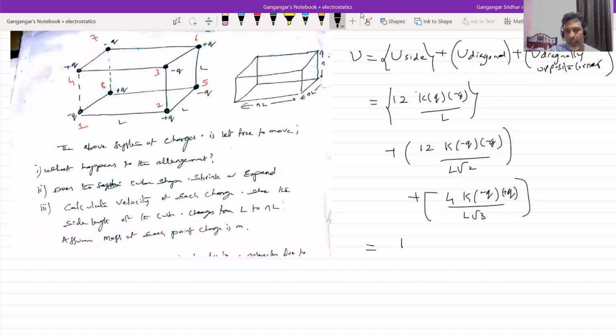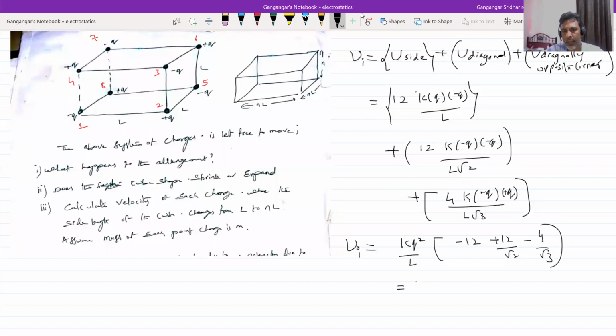So what we get is K Q square by L, take it outside. This will be minus 12 plus 12 root 2 minus 4 by root 3. Check the value. This is the initial interaction potential when I released. I'll check the value of UI. If it turns up negative, the system will shrink. If it comes positive, the system will expand. Is that okay? So you can simplify. You do get some set of questions where many point charges are there. Do identify and categorize the types of interactions; that will be sufficient.